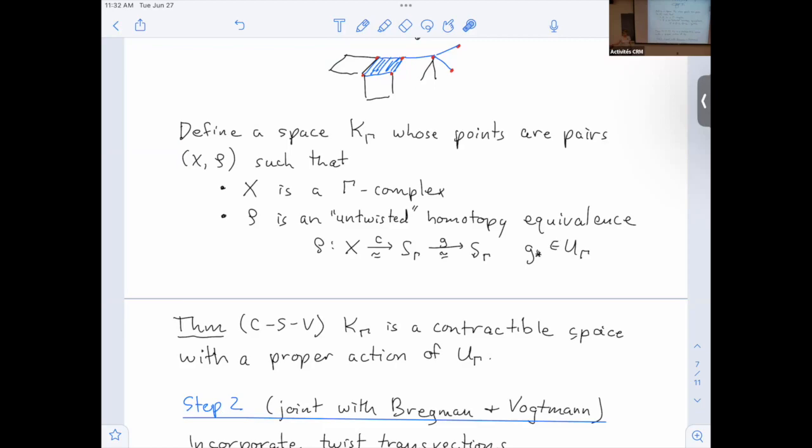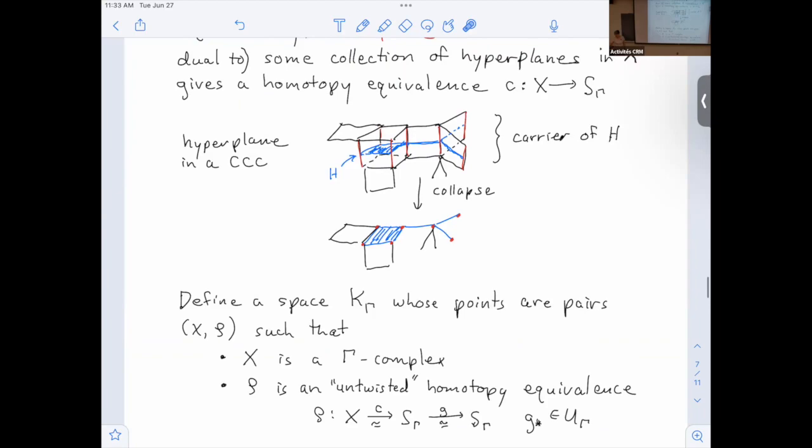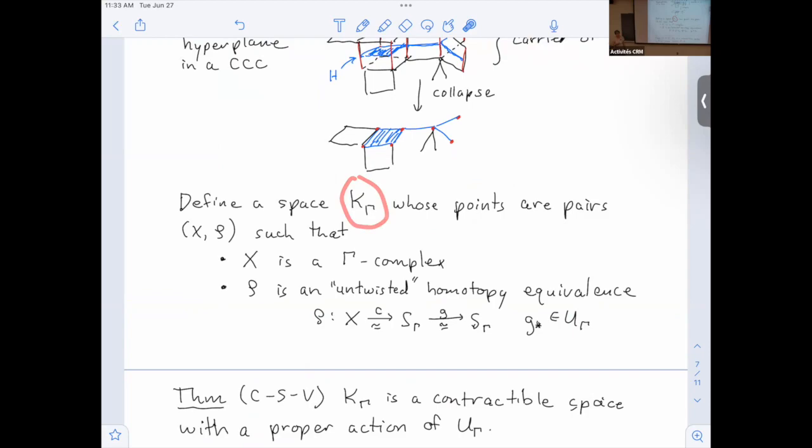And here's the rule. The fact that X is a gamma complex means there's some collapse down onto the Salvetti. Take one of those collapses and then I'm allowed to compose it with any untwisted automorphism after that. It turns out not to matter which collapse you take. If it's true for one, it's true for all. Two different collapses will always differ by something in the untwisted group. So pick a collapse and then compose with any untwisted automorphism. That's what's allowed in this space.